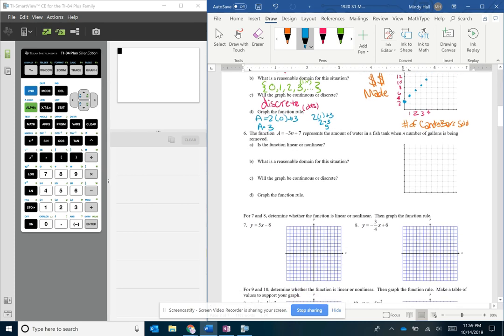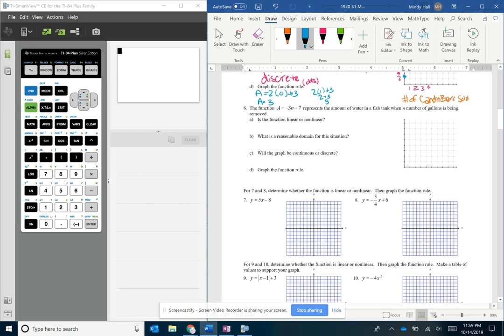So for number 6, the function a equals negative 3n plus 7 represents the amount of water in a fish tank when n number of gallons is being removed. So my independent and dependent variables, we know we're talking about the amount of water in a fish tank with n number of gallons. So the amount of water in a fish tank is going to depend on the number of gallons that are being taken out. So my independent is number of gallons and my dependent is the amount of water.